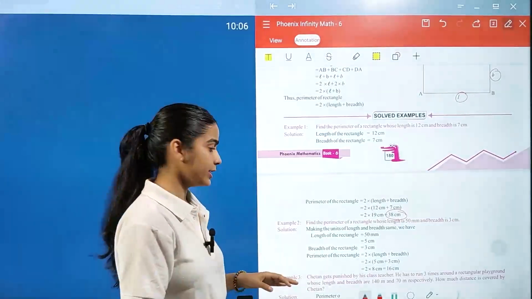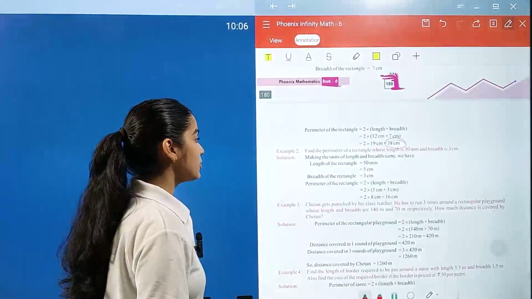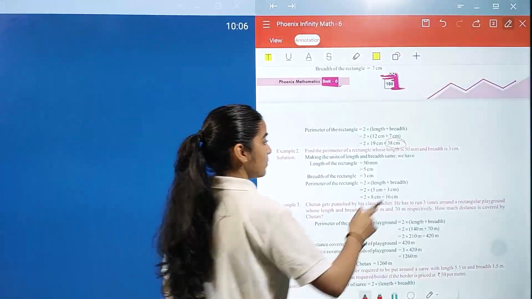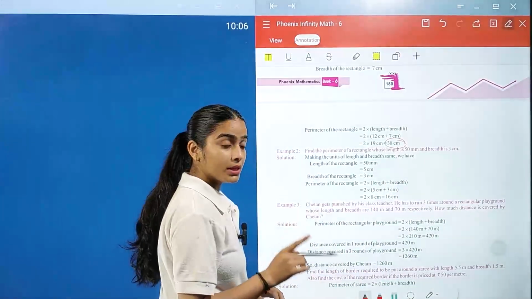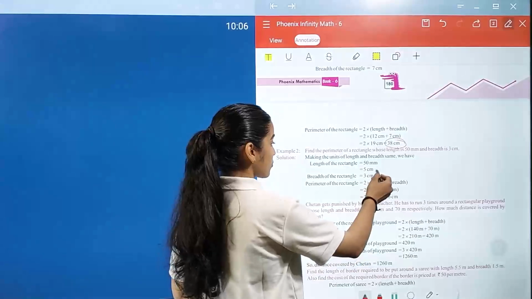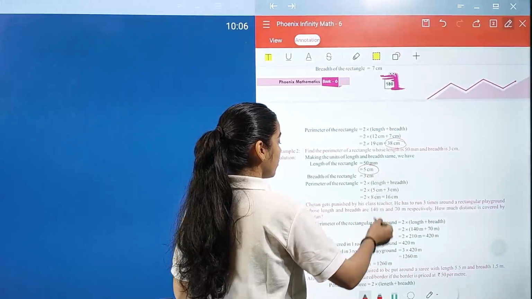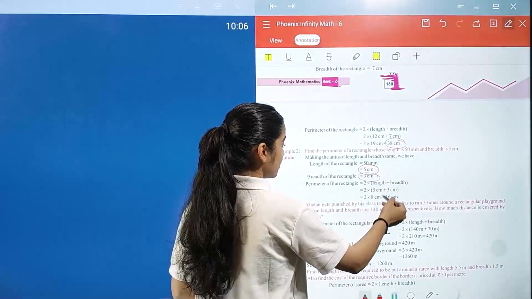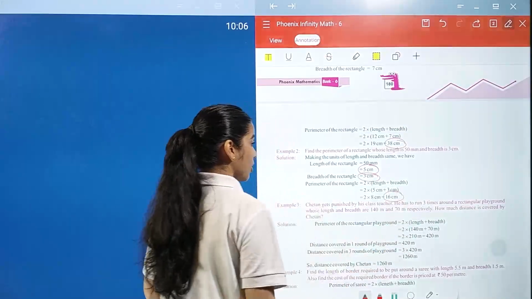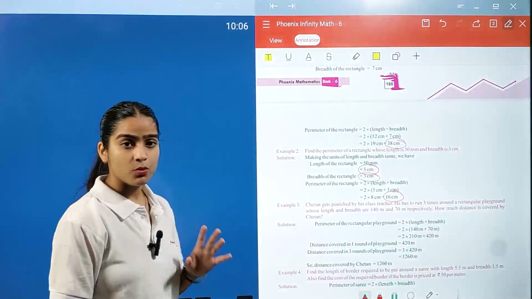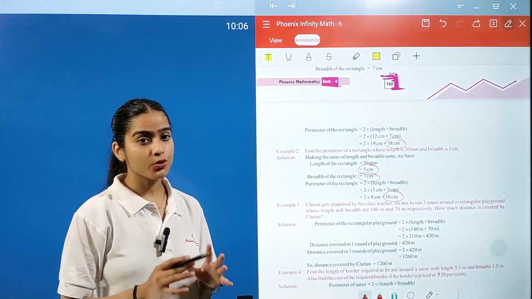I'll tell you later. Now find the perimeter of a rectangle whose length is 50 mm and breadth is 3 centimeter. First of all, you have to convert millimeter into centimeters, so it will be 5 centimeter. Next you have the breadth, 3 centimeter. Add them together and multiply by 2, and you will get your answer. Always keep in mind that when you deal with perimeter or area, your units should be the same.